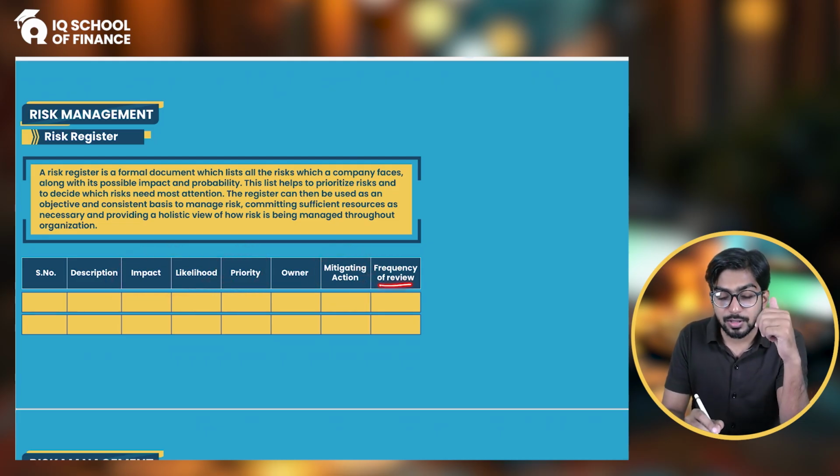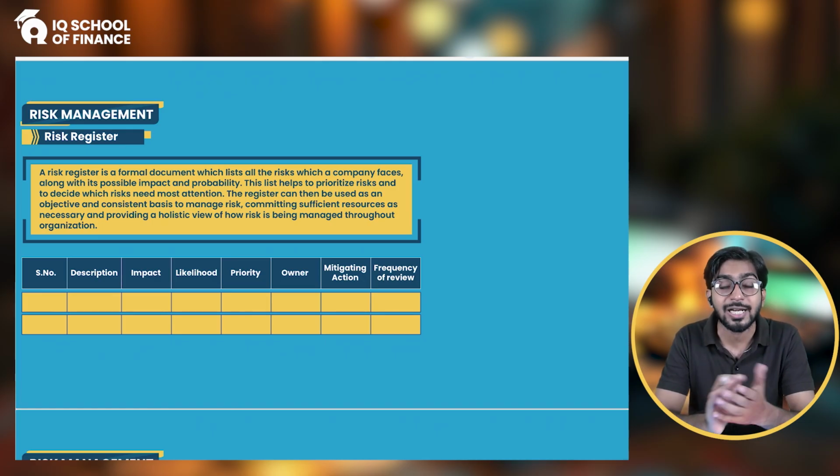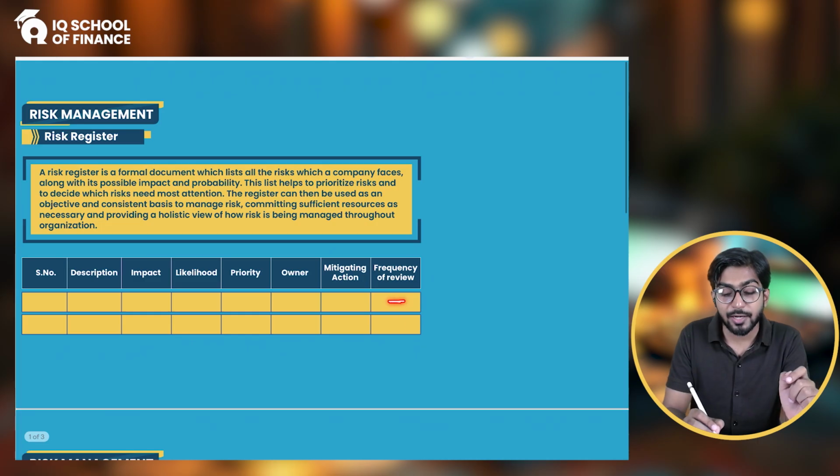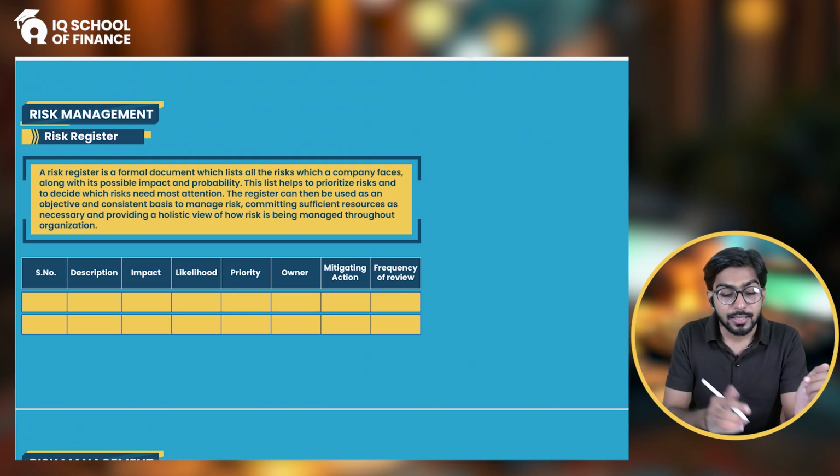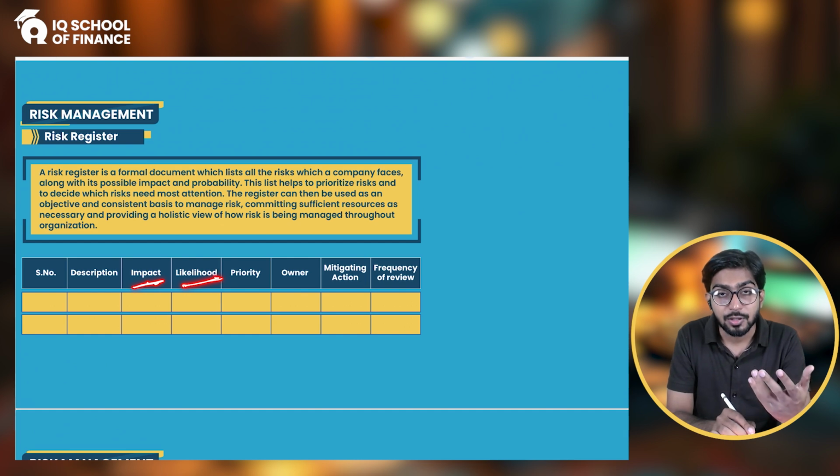And similarly, we have then the frequency of the review, because as we know, risk management is not a one-off activity. It's a continuing process. You have to do it maybe on a monthly basis, on a quarterly basis, or on a semi-annual basis, right? So whenever you are doing it, you have to mention at what frequency you will revisit this risk. You will revisit and see whether there is any change in the impact, whether there is a change in the likelihood level, right? Maybe previously it was medium, but now it has become high.